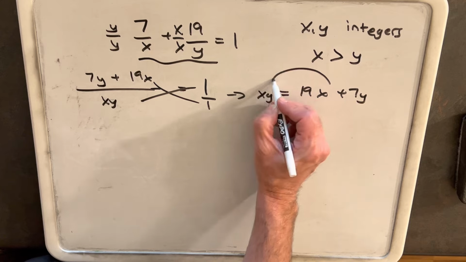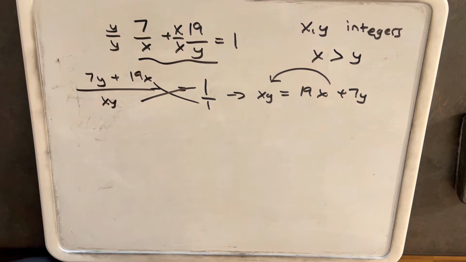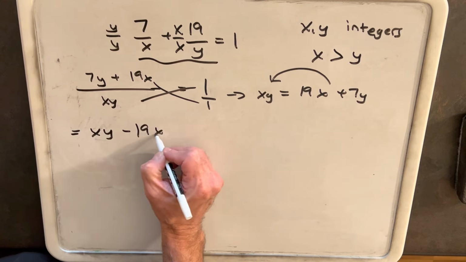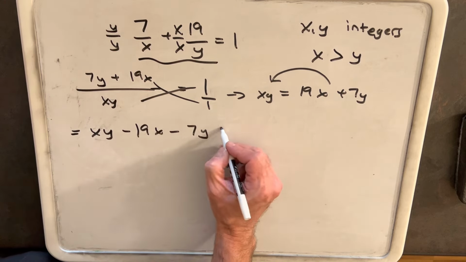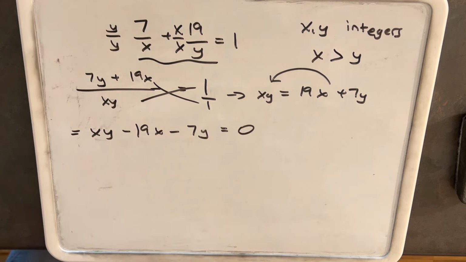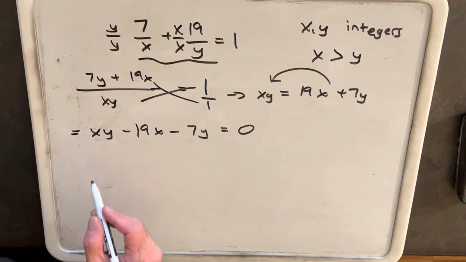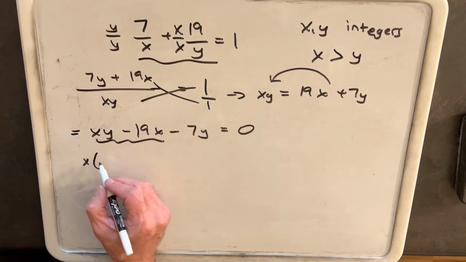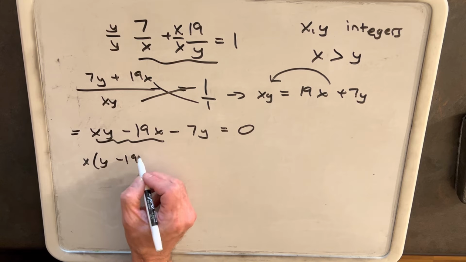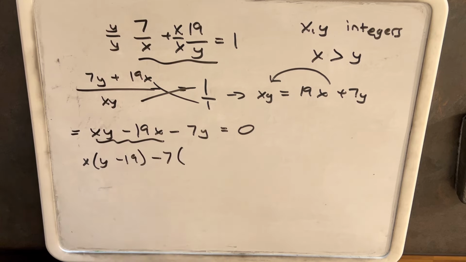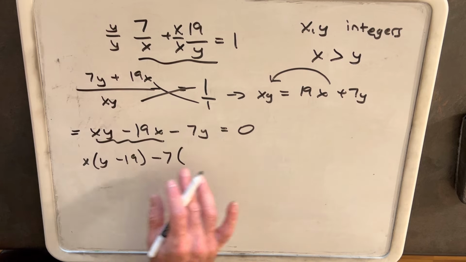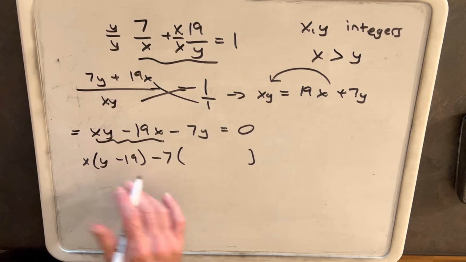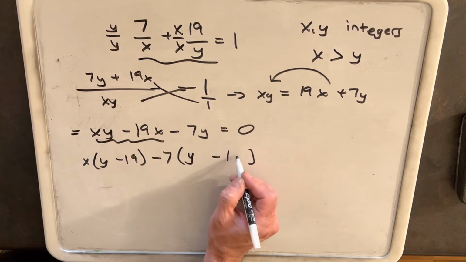But I want to get this all on one side of the equation so that I can factor. So we'll rewrite this whole thing as xy minus 19x minus 7y equals 0. Then we'll just look at this first piece and we'll factor out an x. So we'll have x times y minus 19, minus 7. What I'm going to do to factor by grouping is we want what's in this parentheses to be the same as what's in here. So we're going to write that as y minus 19.